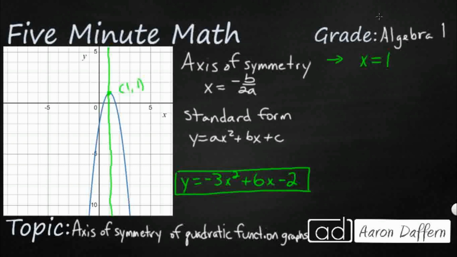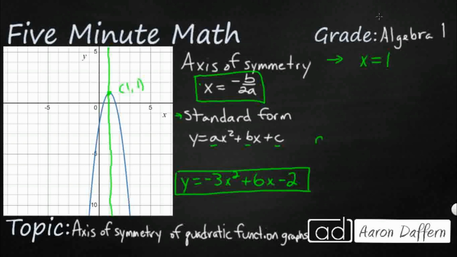Sometimes we might not be given a graph, so that's why we also have a formula we can use: x equals negative b over 2a. Now that might not make much sense unless we think standard form. When we're given standard form, we've got 3 different numbers. A and b are coefficients for x squared and x, and then c is just a constant, right? So let's take a look at the actual function here.